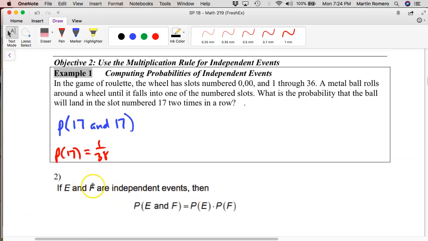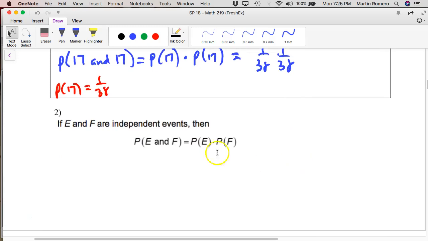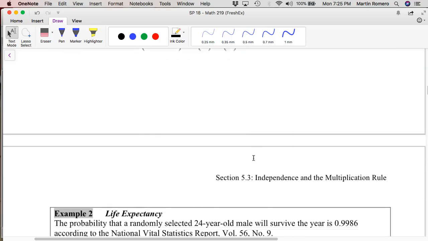If two events are independent, then the probability of E and F equals the probability of E times the probability of F. So in this case, rolling a 17 on the first one and then on the second one, those are independent events. The wheel doesn't remember what the history is. And so it's just a calculation like that. It's just the multiplication rule. That's it. So it's 1 out of 38 times 1 out of 38. The 38 again because there's 38 slots, 38 numbers. And so that's an application of independent events, the probability using the multiplication rule. And that's the formula we're going to use and apply for this.